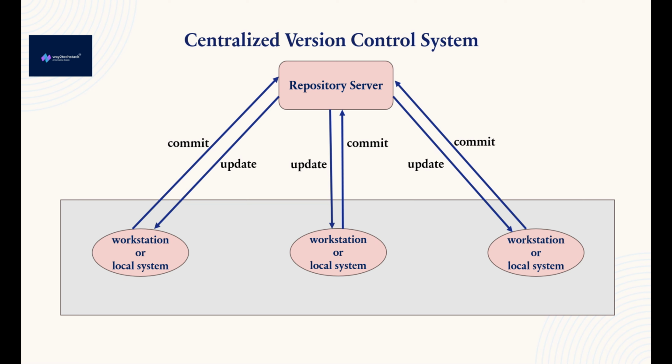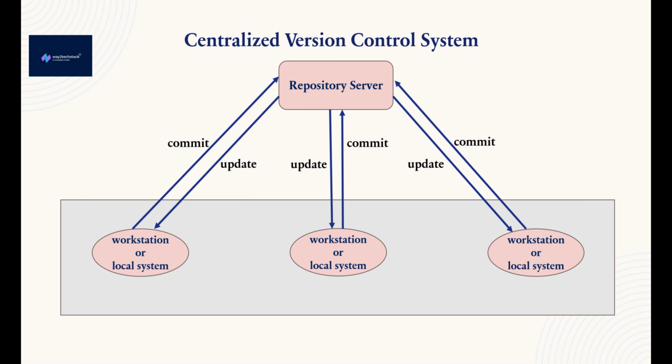What are the examples for this? Do you know any tools for this? One is Apache Subversion, which we can also call SVN. Or else we have Microsoft Team Foundation Server, which we call TFS. That is also one of the examples of a centralized version control system.